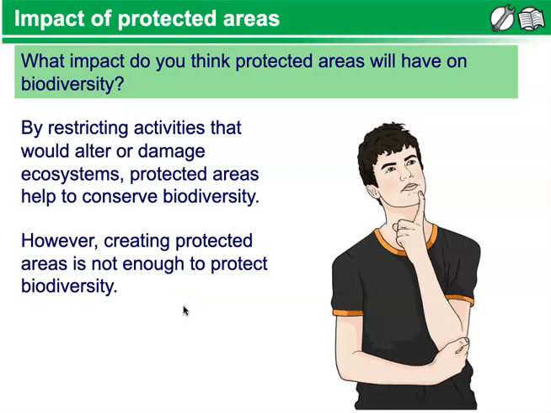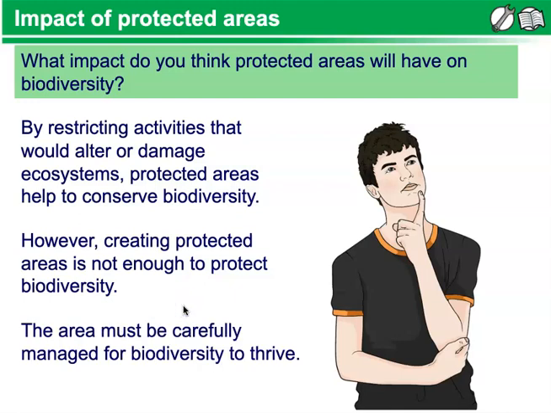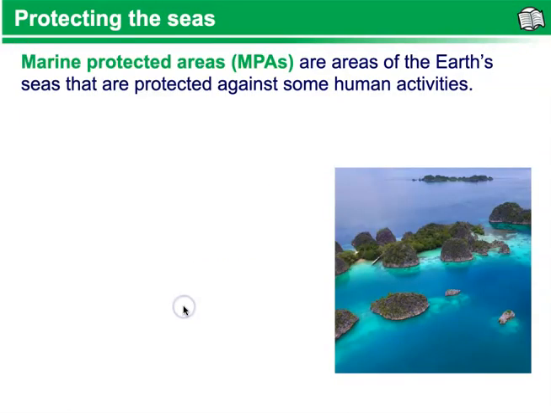Creating protected areas is not enough to protect biodiversity, however. We also must be carefully managing for biodiversity to thrive. That means oftentimes removal of invasive species and the addition of native species.